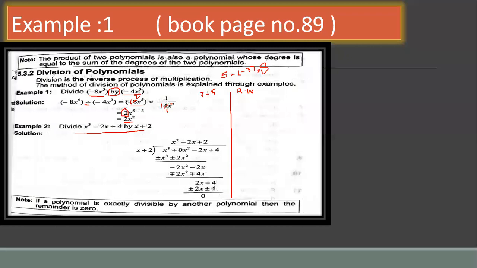But there's a multiplication sign. Okay, let's see this, students. Kindly see what I'm going to do.